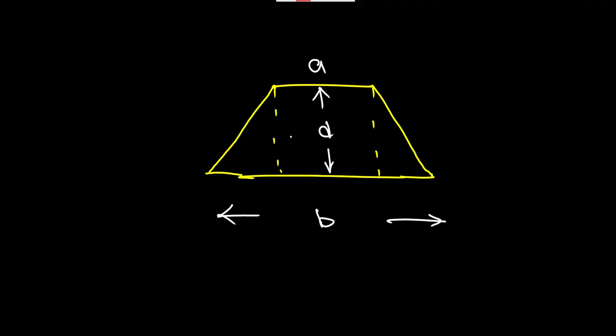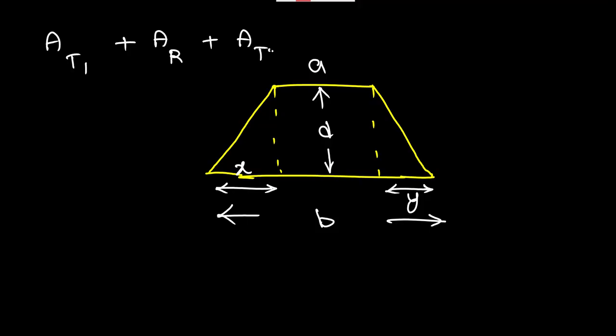Now, how the formula was developed: we have the left right-angle triangle, the right right-angle triangle, and the middle rectangle, and we take the summation of those. You take this part here as x, and this one as y. Can you say what is the area of the first triangle, the left side one? The area of the trapezium is the area of triangle 1, plus the rectangle, plus the area of triangle 2. Three portions were divided.